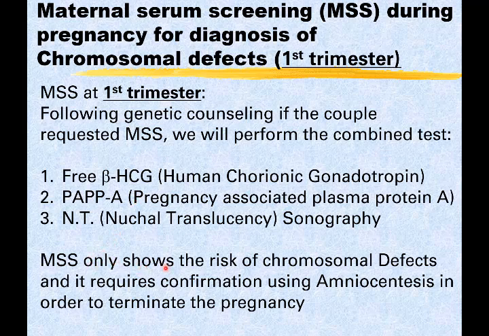MSS only shows the risk of chromosomal defects, and it requires confirmation using amniocentesis in order to terminate the pregnancy. So we have to perform either karyotyping if we have time after amniocentesis, or perform FISH, which I will talk about in the next slides.